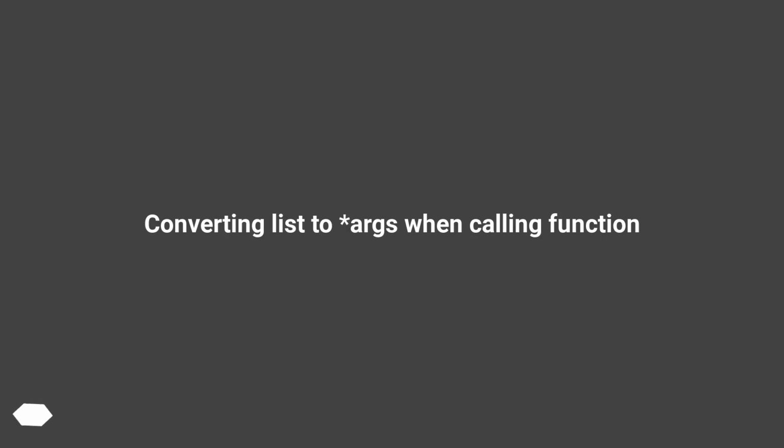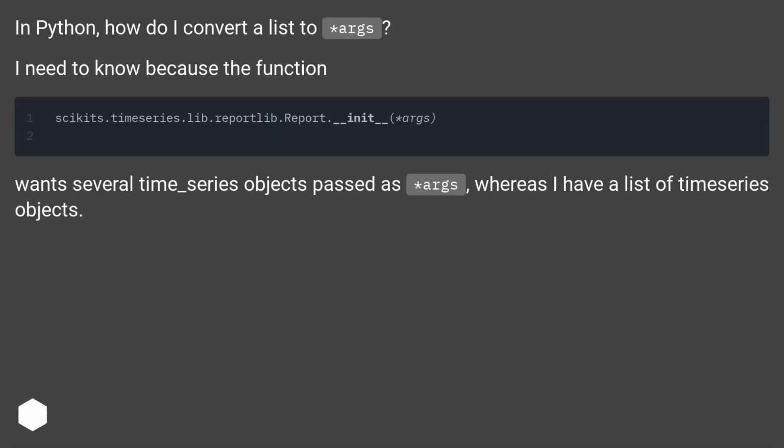Converting list to args when calling function. In Python, how do I convert a list to args? I need to know because the function wants several time_series objects passed as args, whereas I have a list of time series objects.